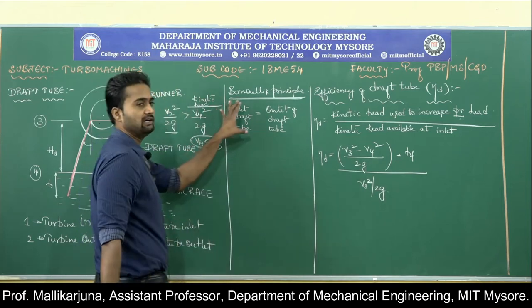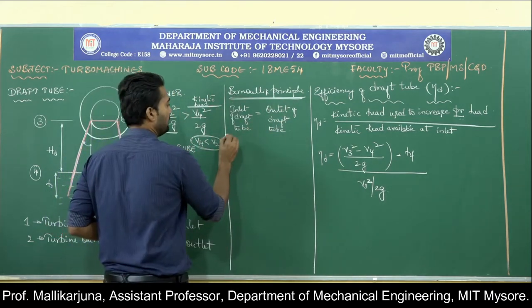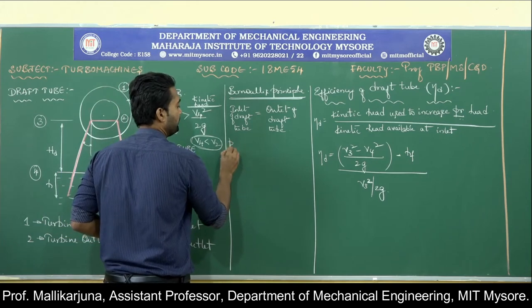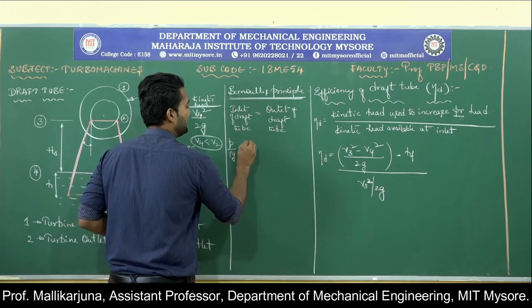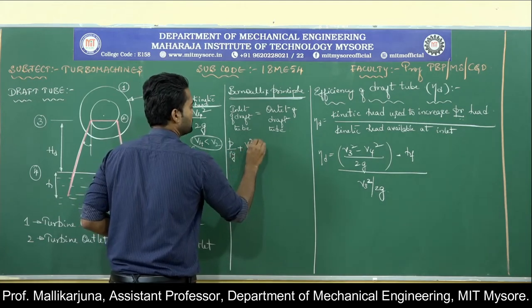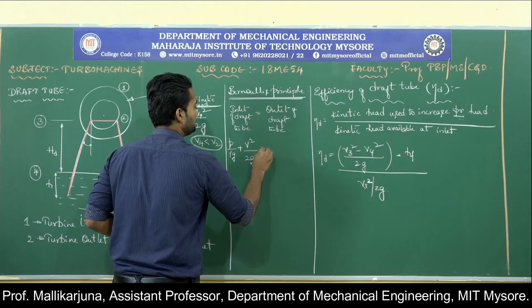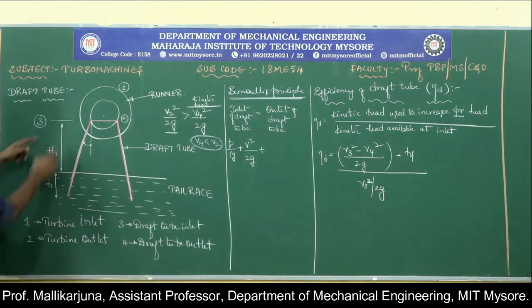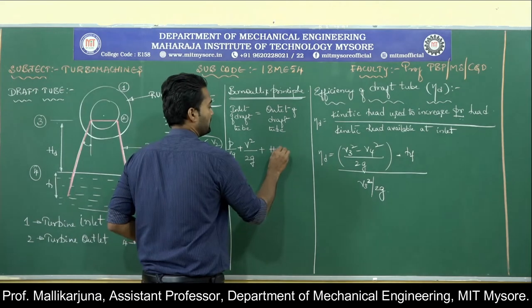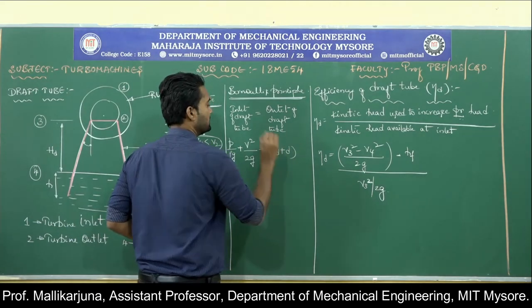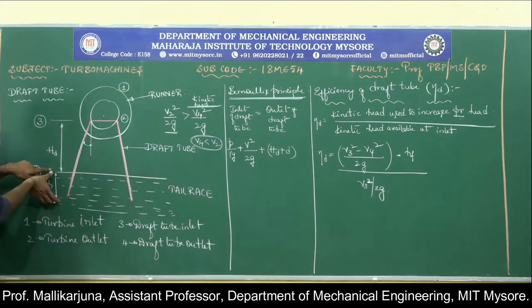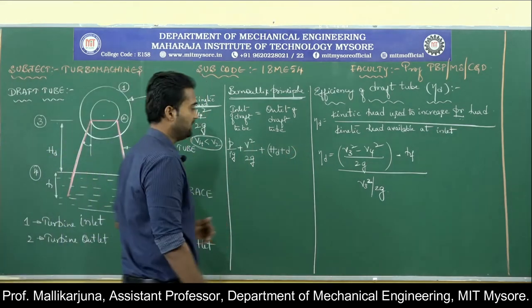So now various heads at the inlet of the draft tube will be equal to various heads at the outlet of the draft tube. Now at the inlet we have pressure head P by rho g plus kinetic head V square divided by 2g plus. Now at the inlet of the draft tube we need to look at the amount of head possessed by the draft tube. Hd is the delivery head plus H is the head of the tail race. Both the things need to be added over here. This is the potential which has to be possessed inside the draft tube: height of the tail race plus delivery head inside the draft tube. So this is at the inlet section of the draft tube.